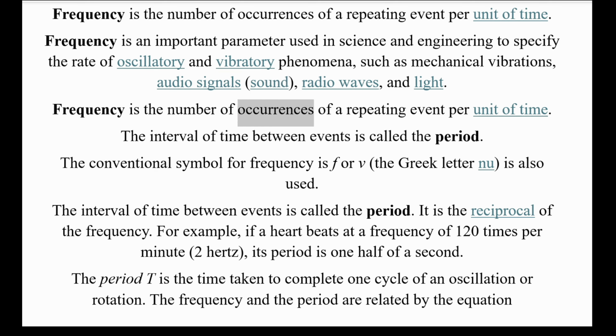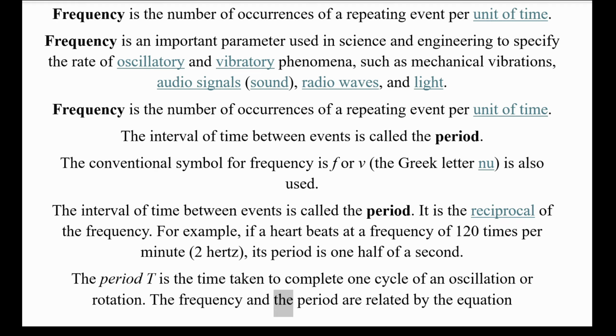Frequency is the number of occurrences of a repeating event per unit of time. The interval of time between events is called the period. The conventional symbol for frequency is F, or nu, the Greek letter nu, is also used. The period is the reciprocal of the frequency. For example, if a heart beats at a frequency of 120 times per minute, 2 Hz, its period is 1/2 of a second. The period T is the time taken to complete one cycle of an oscillation or rotation.